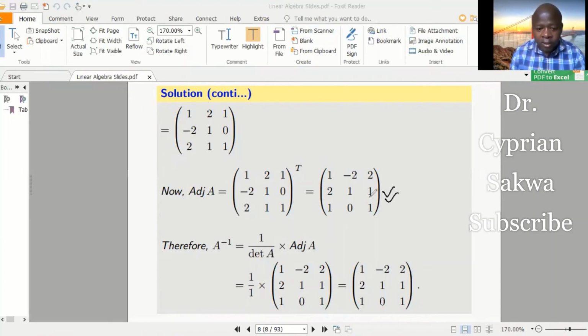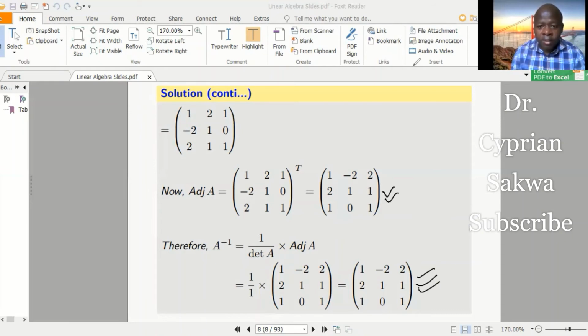This is the adjoint. Now, what is the inverse? The inverse of A is 1 over the determinant times the adjoint. Remember our determinant was 1. So times the adjoint, the same adjoint is the inverse. So this is the inverse of matrix A.